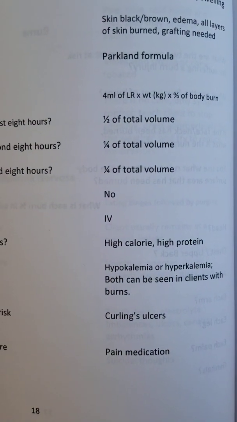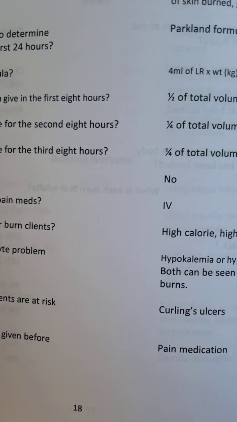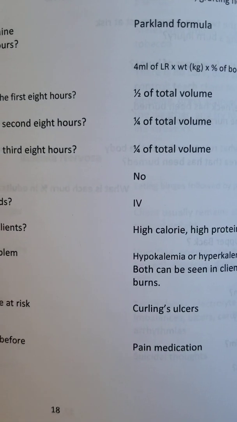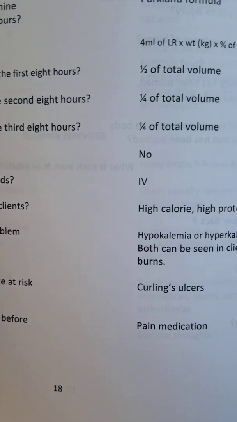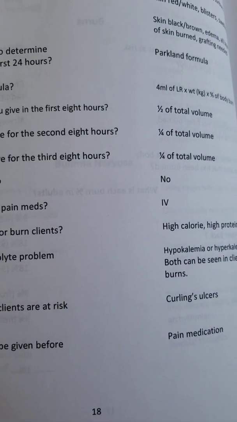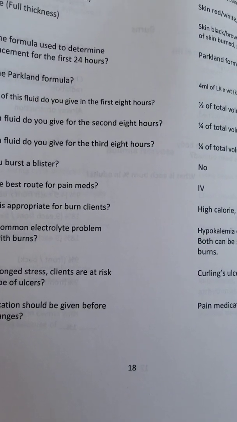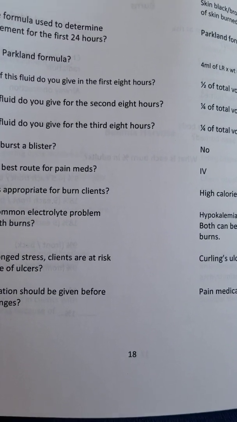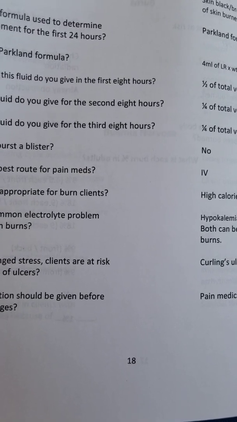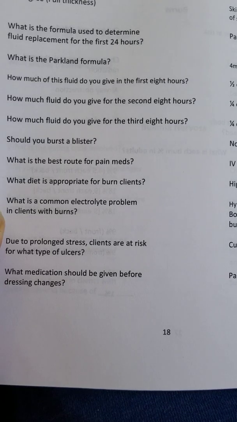How much of this fluid do you give in the first 8 hours? Half of the total volume. And then in the second 8 hours, you give a quarter of the total volume. Then the third 8 hours is a quarter of the total volume. So half is given in the first 8 hours, the other half in the other 16. It's 24 minus 8, 16 hours.